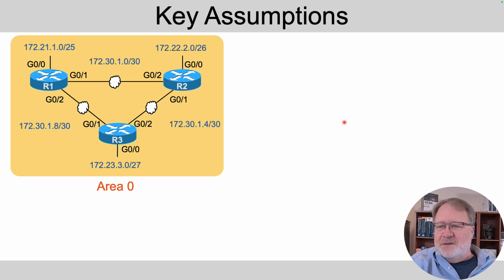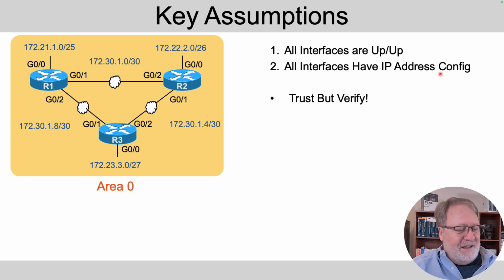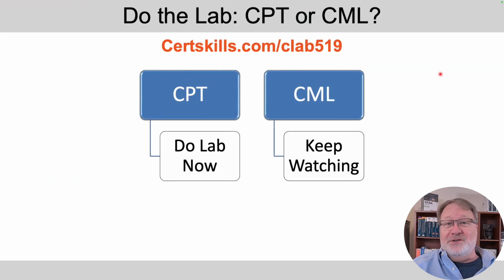All right, so what else about the instructions? Well, there are some key assumptions. All the interfaces are up and working. They've been configured with IP addresses. That is, the initial configuration we just talked about is already there. But it doesn't hurt to verify that's true when you first open up the lab, whether that be in Packet Tracer or CML. And speaking of Packet Tracer and CML, if you're using Packet Tracer, go to the lab now. If you're using CML, hang around and we'll talk about that with a few extra comments to get you started.